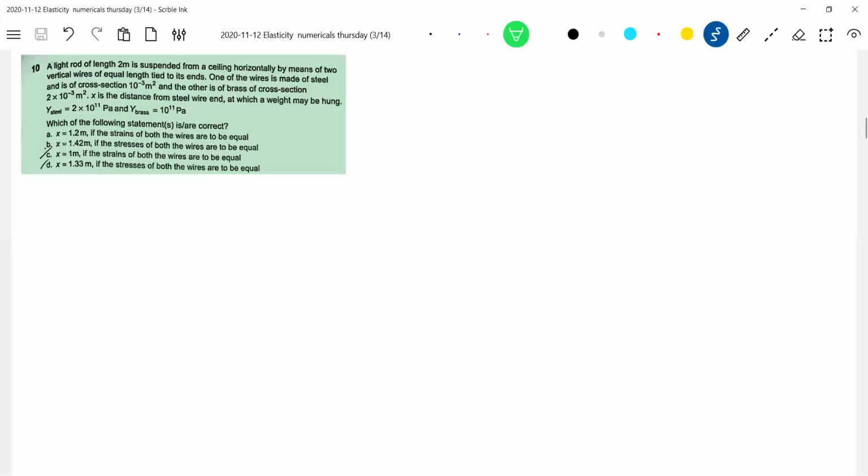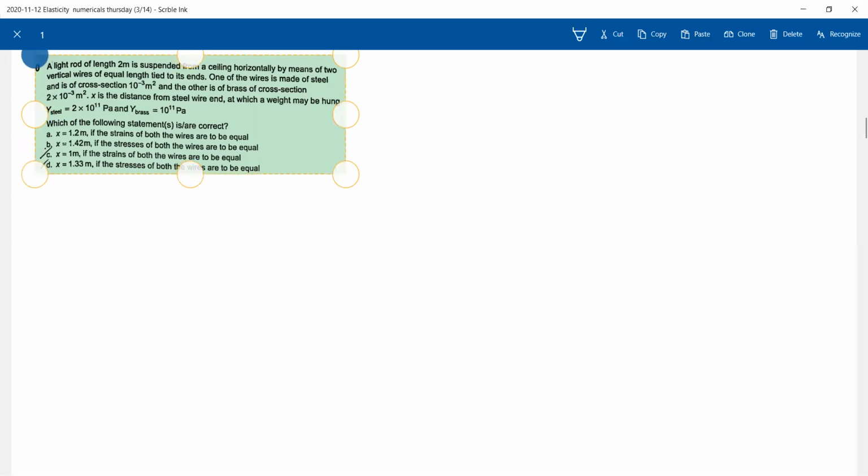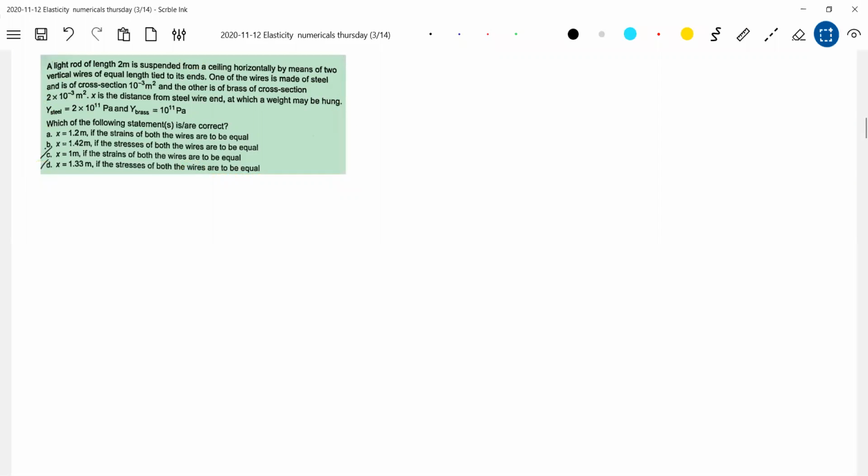Read the question. Intentionally the diagram is not there. The student has to assume a diagram. So draw the diagram. Area of cross section of the steel rod and the aluminum rod are given. A light rod of length 2 meters is suspended. Okay, I'll put the diagram. Okay, so we have two rods here.